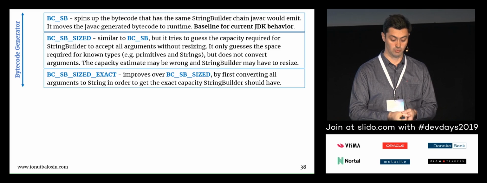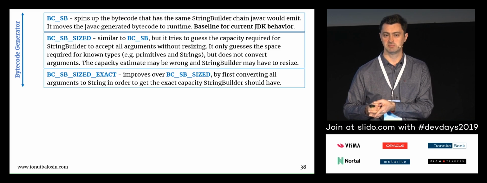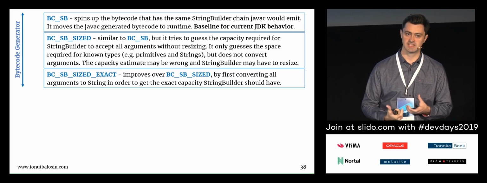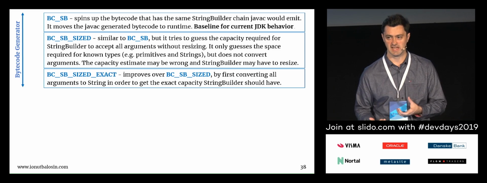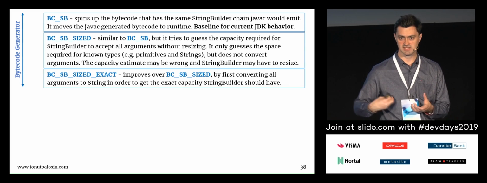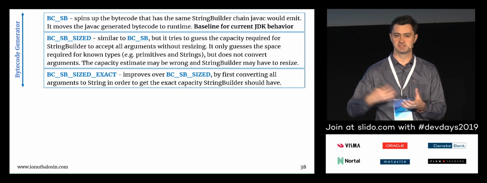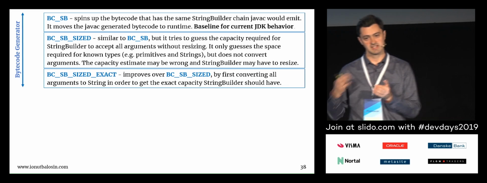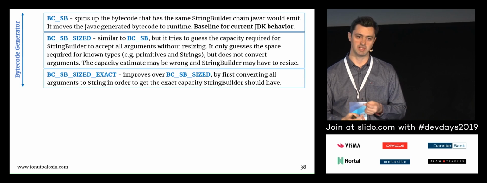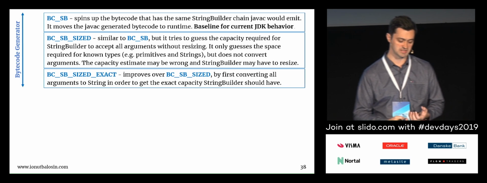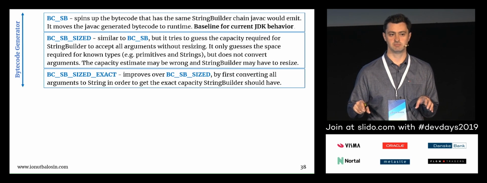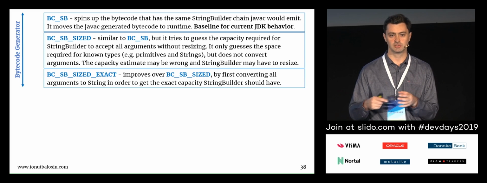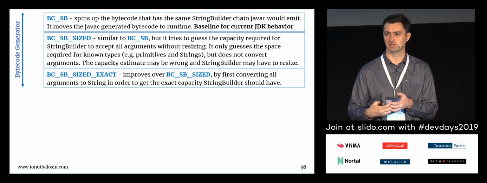The second one, SB sized, tries to guess the size of the StringBuilder. Why is that? Because if you don't guess the size, the StringBuilder gets resized. Getting resized all the time means extra allocation and extra copying, and of course this impacts performance as well. But this is not precise enough, because if you have arguments, you cannot guess the accurate length for those arguments.